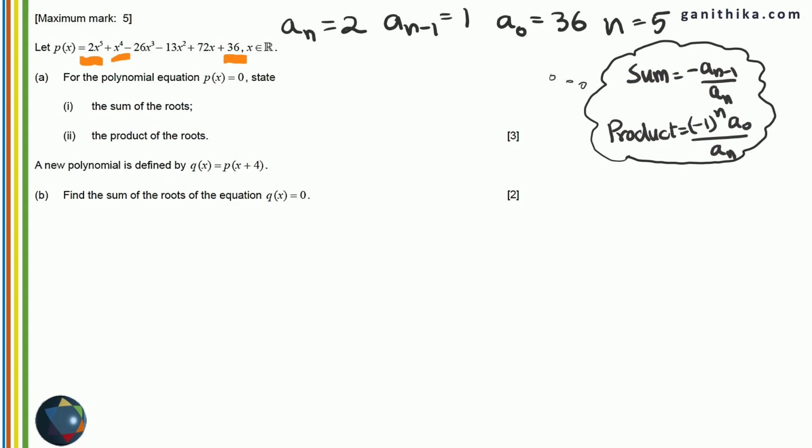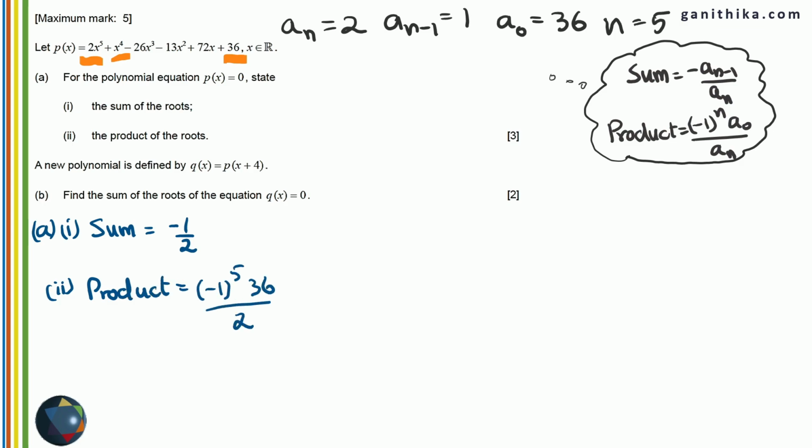Substituting the values in the formula, we will get sum of the roots is equal to negative 1 over 2. Similarly, product of the roots will be minus 1 to the power of 5, 36 over 2, which will give you minus 18. So these are the first two questions done, sum and product of the roots, directly from the formula given in the formula booklet.